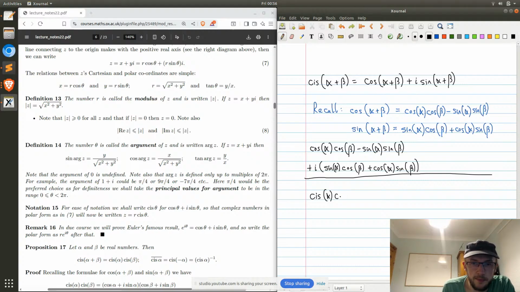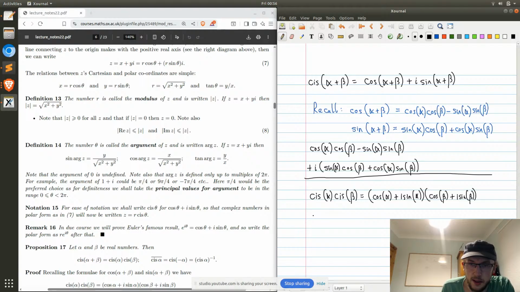Pardon me. cis alpha, cis beta. Well, that's equal to cos alpha plus i sine alpha by definition. That's the first factor. The next factor, sorry, beg your pardon, it's supposed to be alpha right here. The next factor is cos beta plus i sine beta.